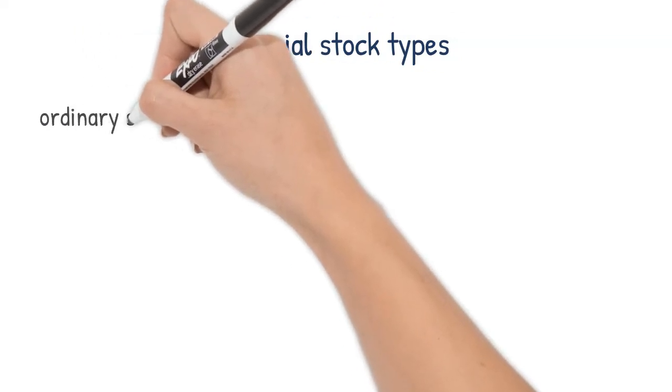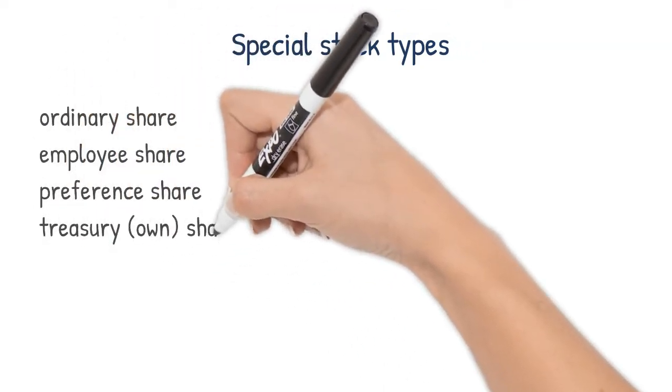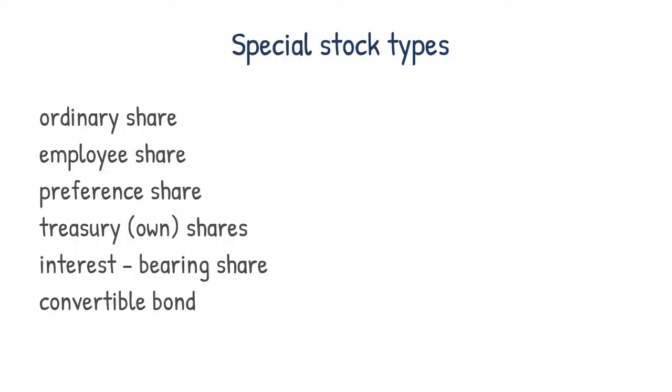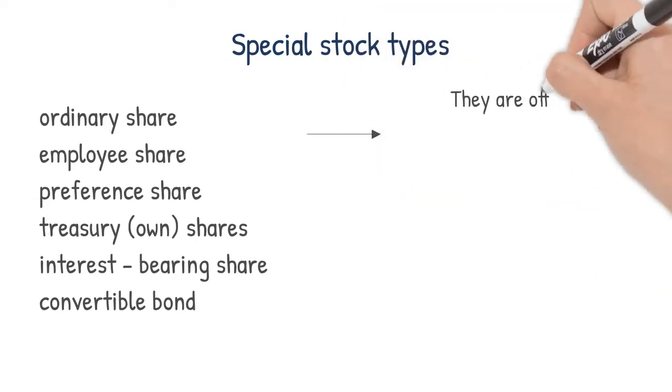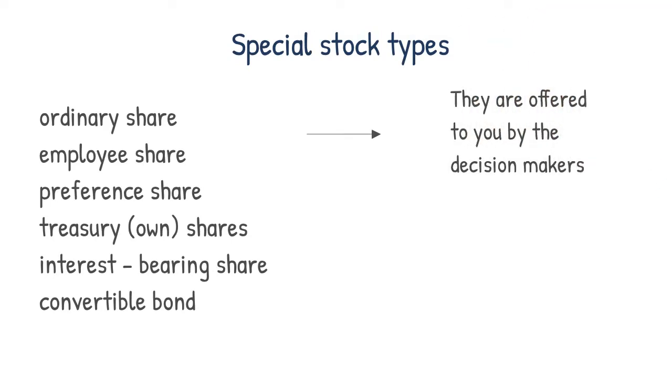In the section on stocks, it was already mentioned that there are different specific types of stocks, such as ordinary shares, employee shares, preference shares, treasury shares, interest-bearing shares, or convertible bonds. However, you will generally not be able to buy these. It is good to know what they are, because if you come across them, for example because they are offered to you as an employee benefit, you will know what they are.